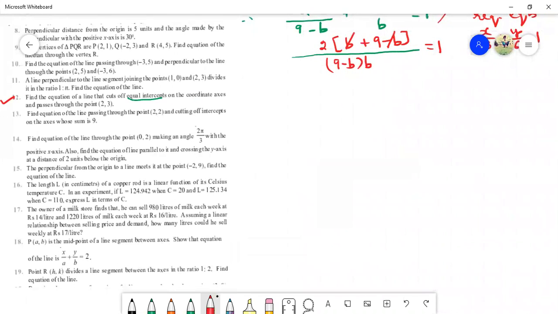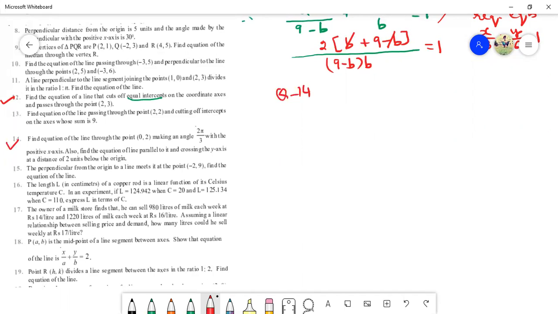Question number 13. 13 we did. Question number 14, we can do it now in 7 minutes. The equation of a line through a point and making an angle with the positive direction of x-axis.